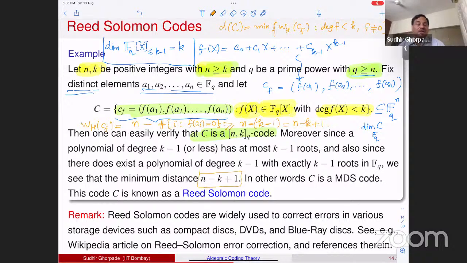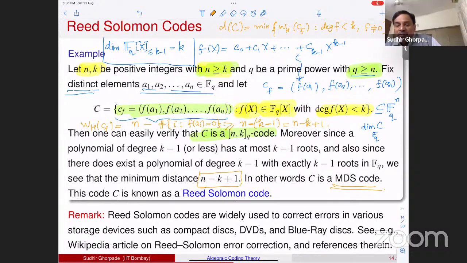In other words, this is an MDS code. Remember, this n minus k plus 1 was always an upper bound. So this is a code of length n, dimension k, and that's a very beautiful class of codes which sort of comes from algebra. It's called the Reed-Solomon code. We know a lot about this code, including something called decoding and so on and so forth.